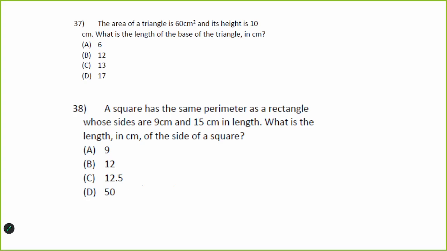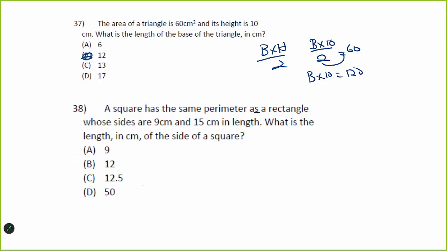The area of a triangle is 60. The height is 10. What is the base? So it's base times height over 2, which is base times 10 over 2 equals 60. So base times 10 equals 120, because if I carry this across, that's 60 times 2 is 120, so your base is 12.